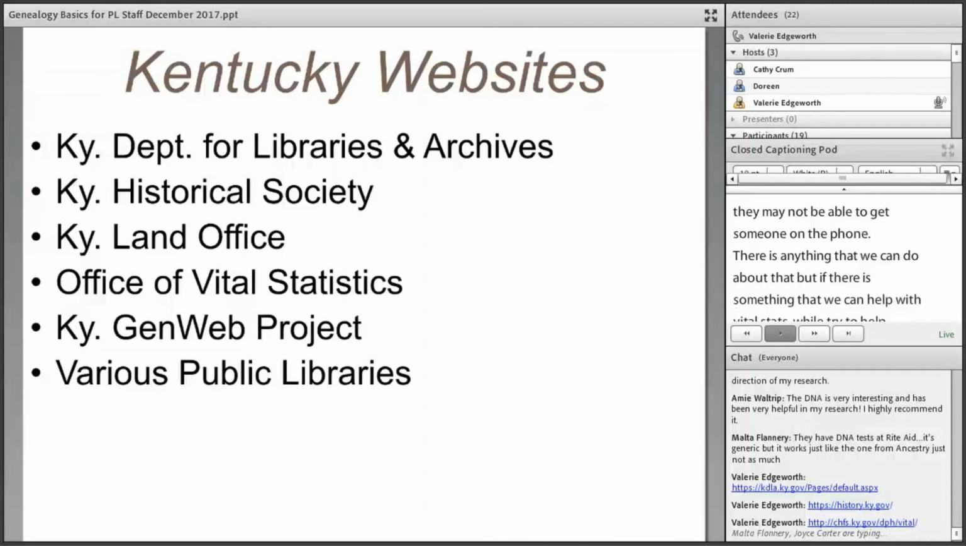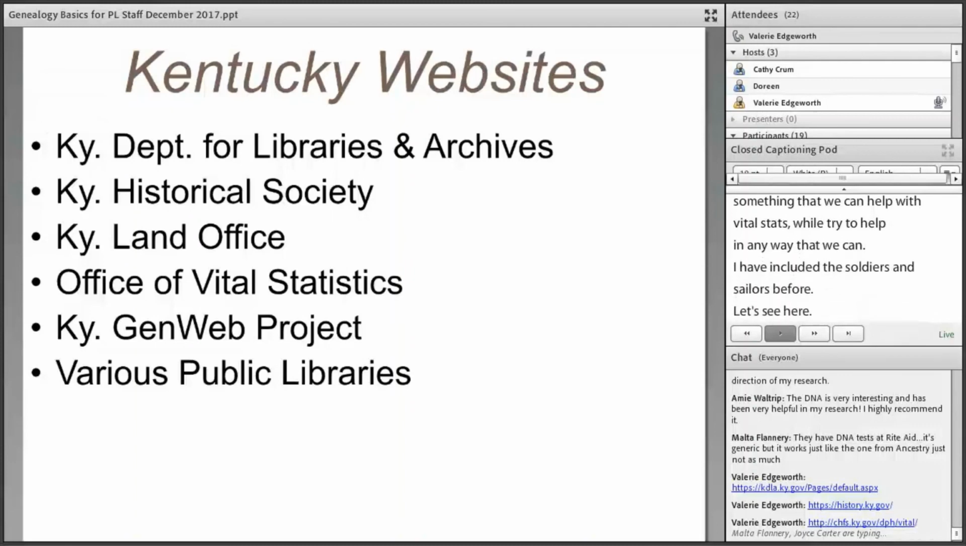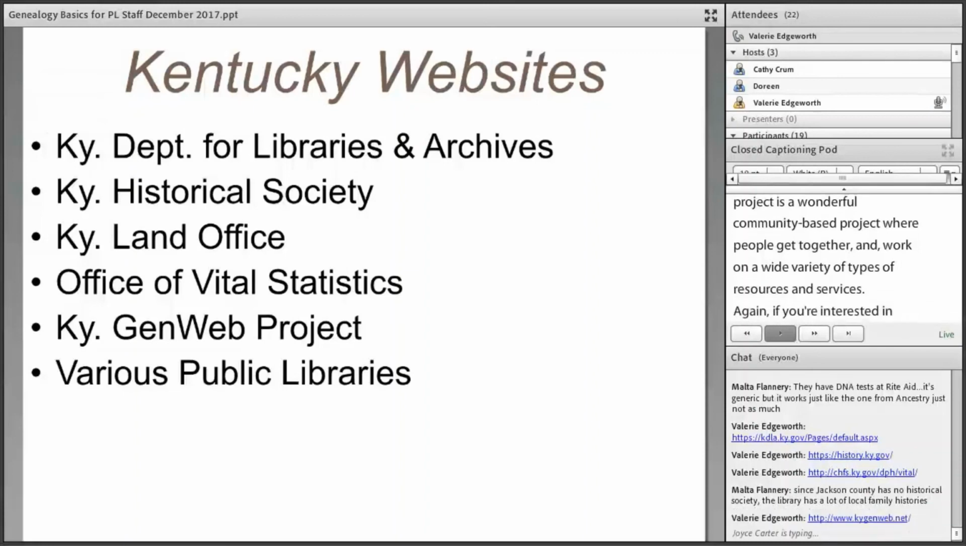I've already included the soldiers and sailors before. Let's see here. The Kentucky Gen Web Project is a wonderful community-based project where people get together and work on a wide variety of types of resources and services. Again, if you're interested in finding records that you can help transcribe or work with, the Gen Web site is a great place to get started. Many of you are already doing this.